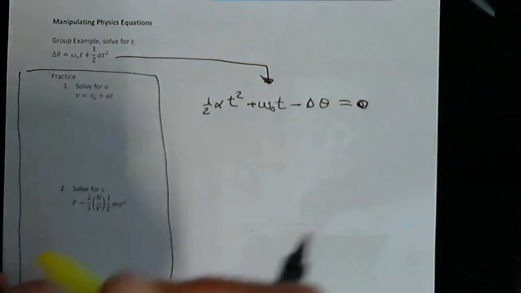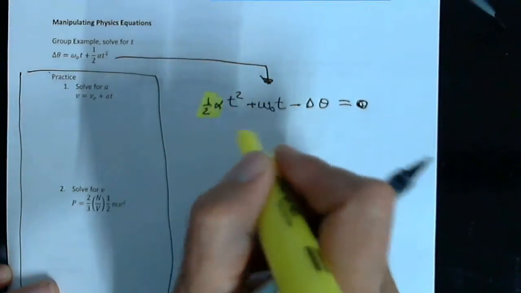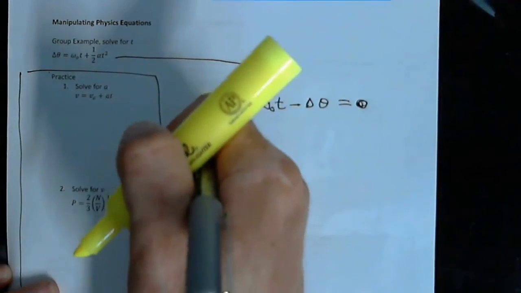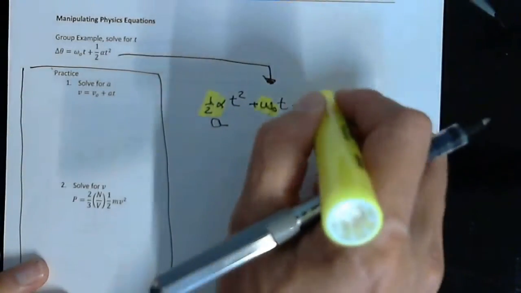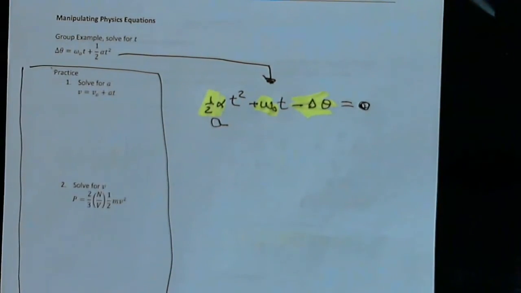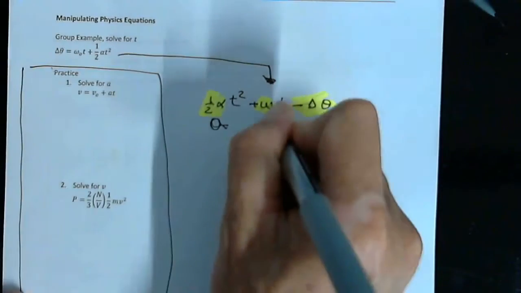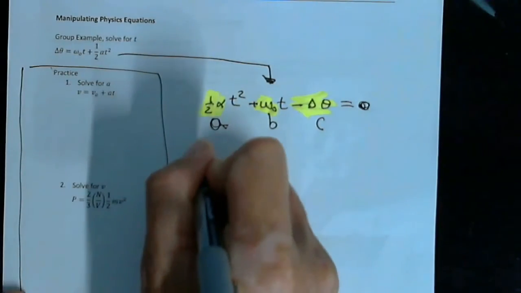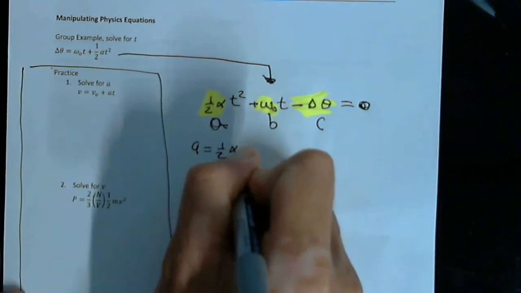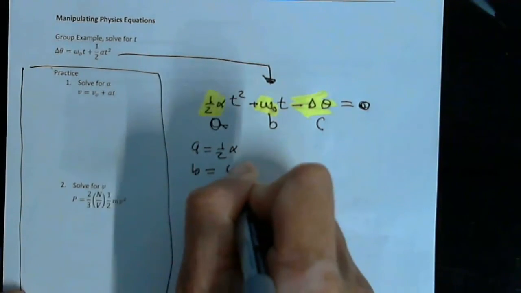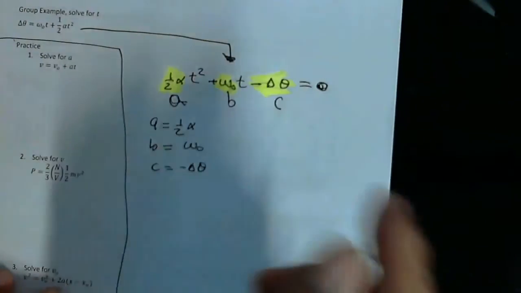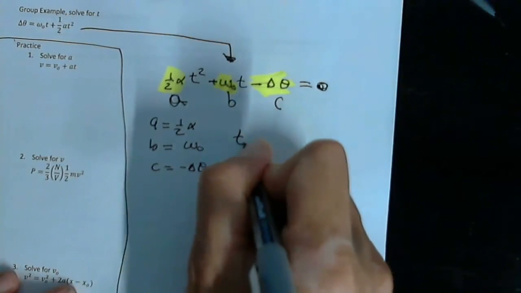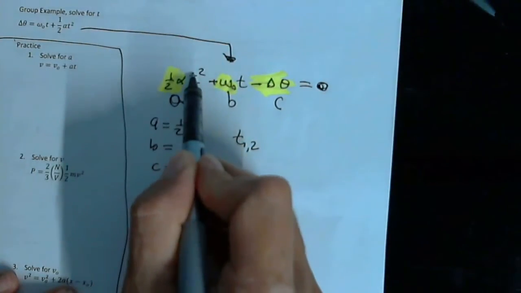That means that this is A, this is B, and this is C. So this is A, B, and C. And now I put over here the quadratic equation for t. T is the variable now.